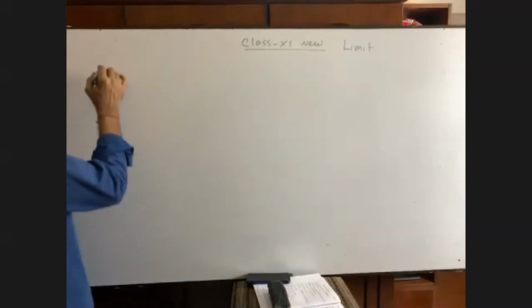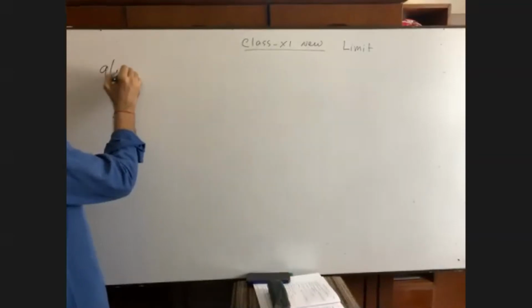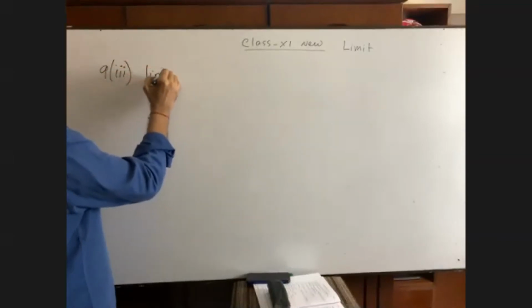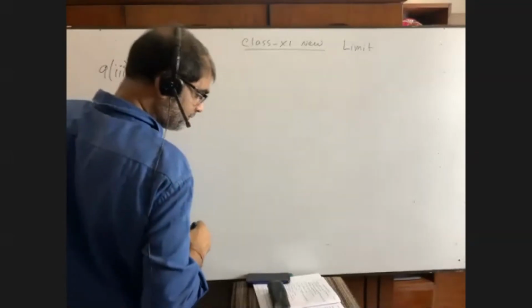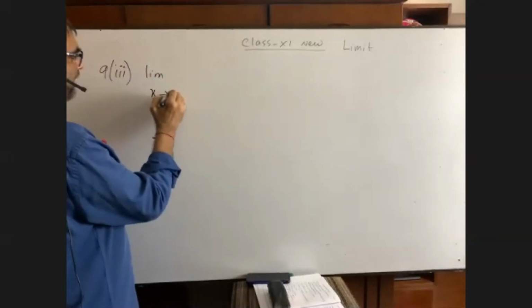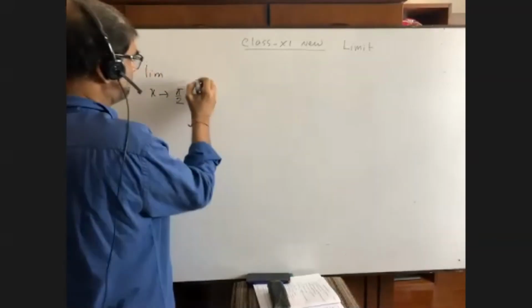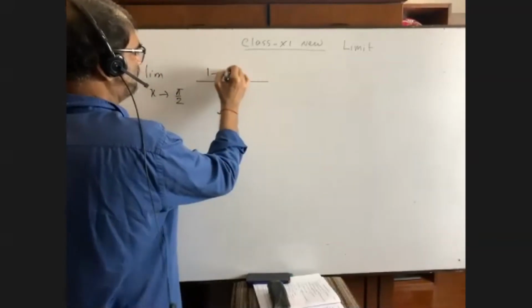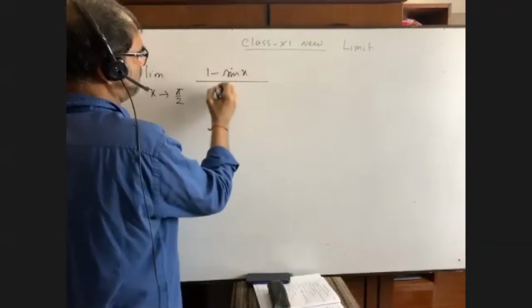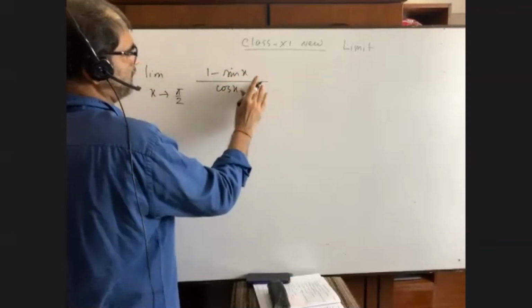Question number 3. Important math. Limit x tends to pi by 2, (1 minus sin x) by cosine x. Who can do it?